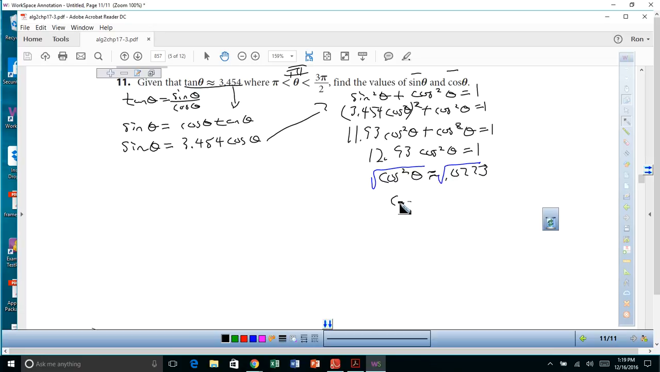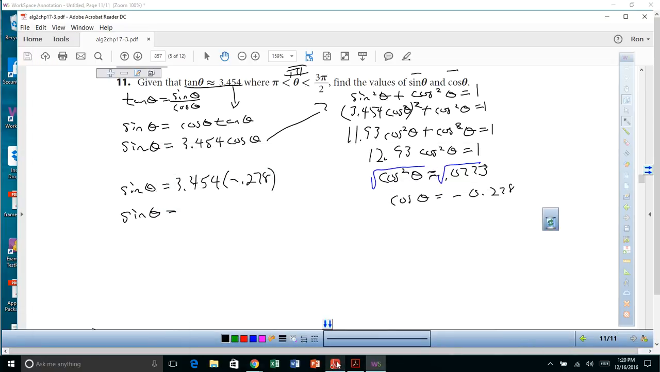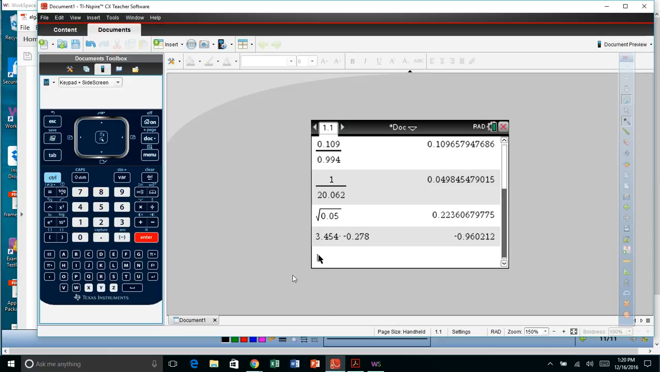And that's going to give me cosine theta equals minus 0.278, because we already did it. So I can come back over here and sine theta equals 3.454 times negative 0.278. Is that right? Negative 0.278. Yeah. And press enter, and I get negative 0.96.